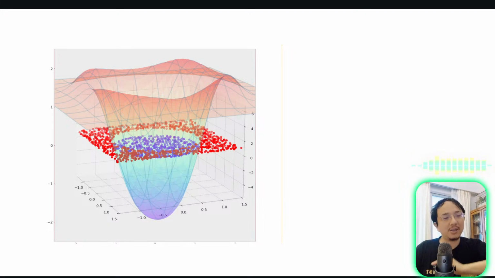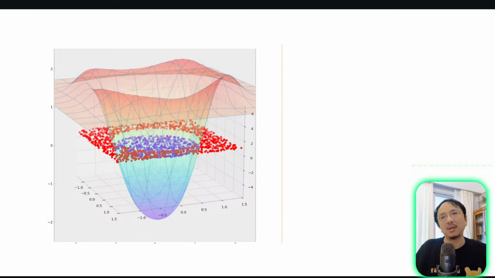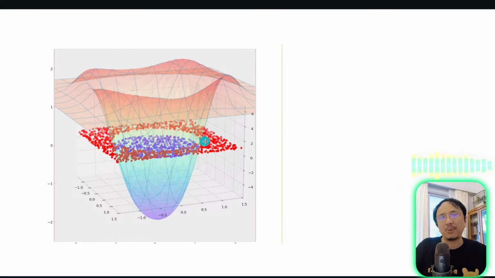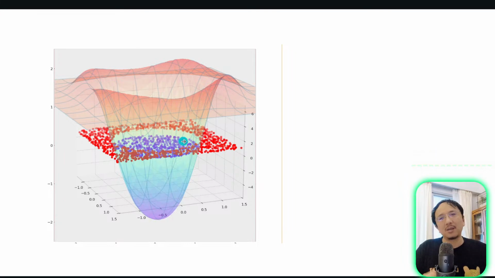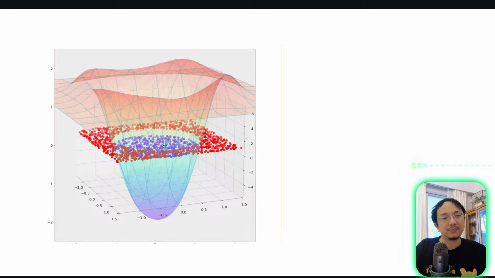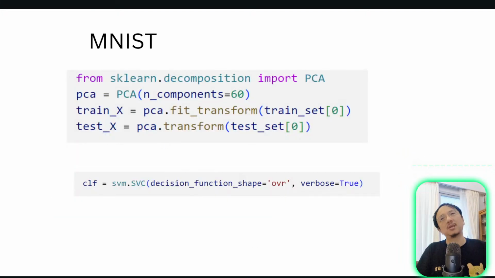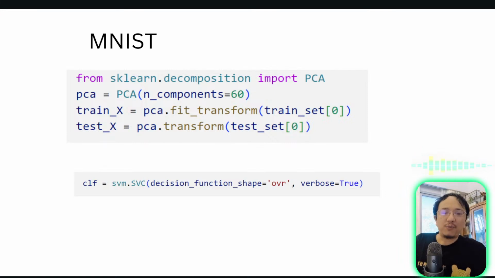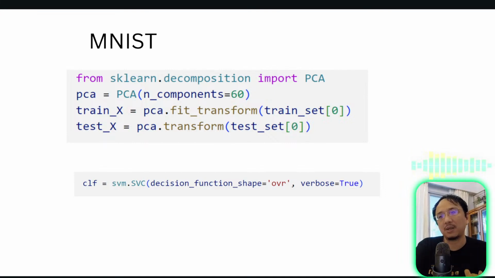So if we are using the hard margin, the surface will pass through the support vectors in the red and the support vectors in the purple. Okay, so that is the explanation of what the support vector machine can do. And we also apply it on the MNIST dataset.